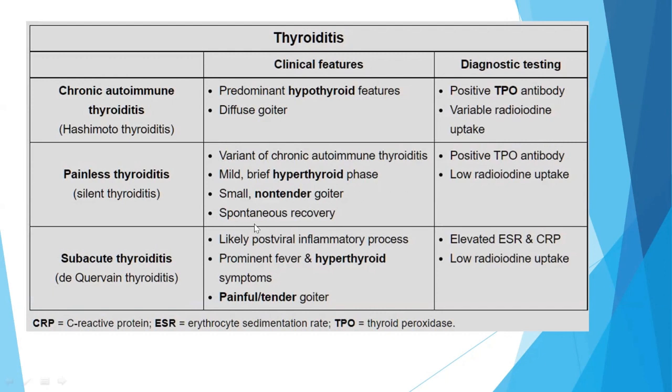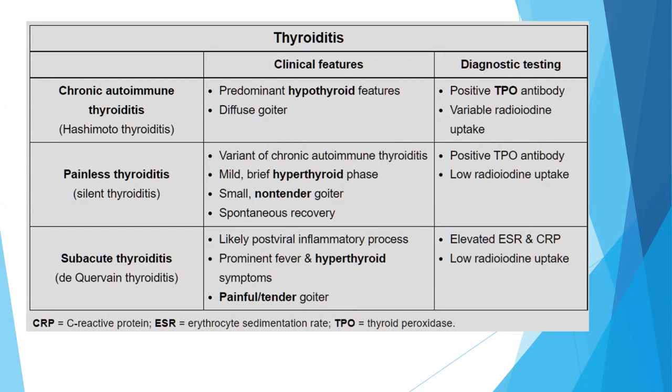Now the second one is silent thyroiditis or painless thyroiditis. It is a variant of chronic autoimmune thyroiditis, and it has a mild brief hyperthyroid phase, and there will be a small non-tender goiter, and it will spontaneously recover. Okay, that's why it is called silent. It will have a brief phase of hypothyroidism, and then it will again spontaneously recover.